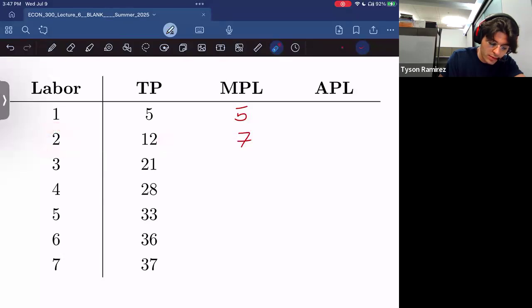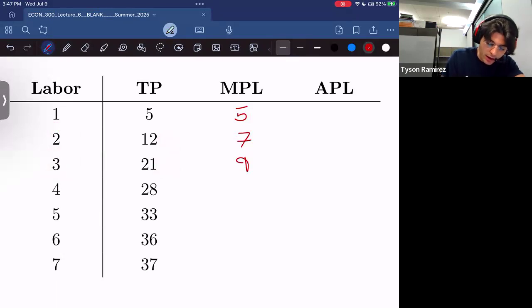From 2 units of labor to 3 units of labor, our total product went from 12 to 21. And so this was a marginal product of 9. And then we see from 21 to 28, that changed by 7. From 28 to 33, this changed by 5. From 33 to 36, changed by 3. And then finally, this changed by 1.